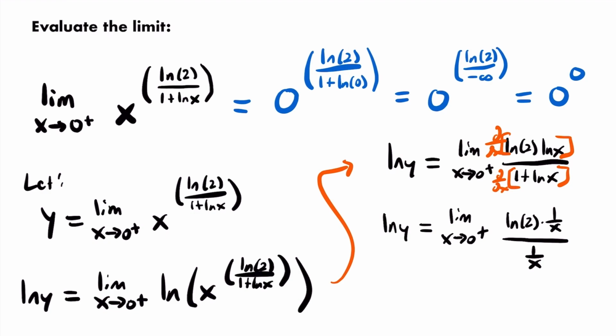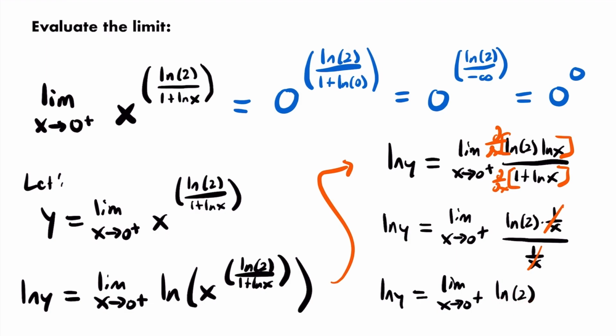And now something very interesting happens here. Notice that we have 1 divided by x in the numerator and the denominator. We can cancel them out. Anything divided by itself is just 1, so we can cancel them out and multiply 1 by the natural log of 2, and that's all that's left in our limit. So what we have here is the natural log of y is equal to the limit as x approaches 0 from the right of the natural log of 2.